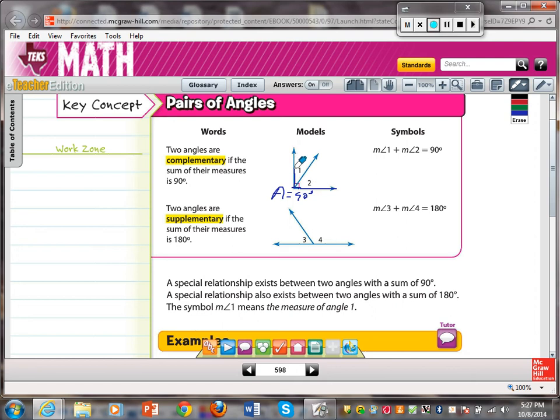So if we have two angles, let's take a look at its symbols here. The measure of angle 1, which is this one right here, plus the measure of angle 2, this one right here, all that has to equal 90 degrees. So here you have yourself an equation already. So this angle plus the measure of this angle has to equal 90 degrees.